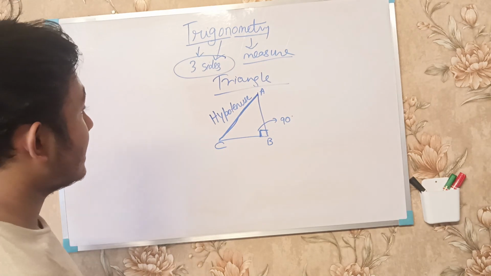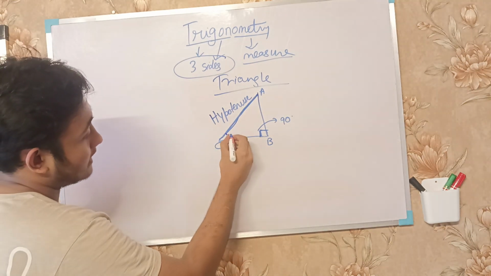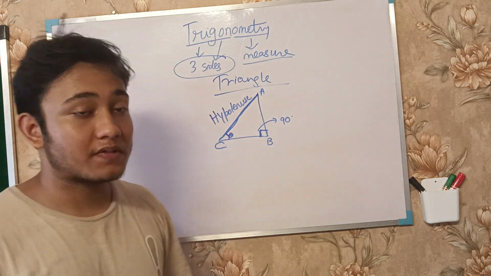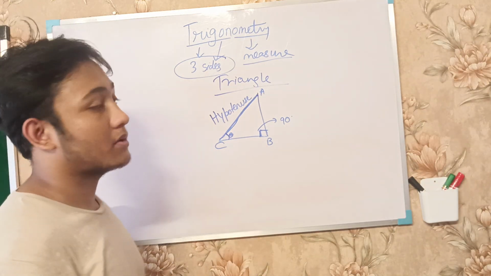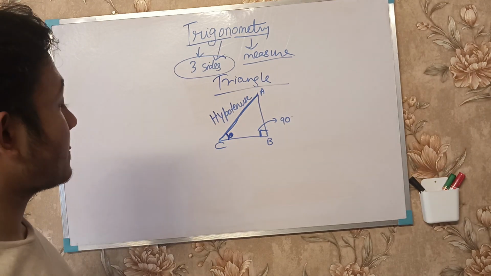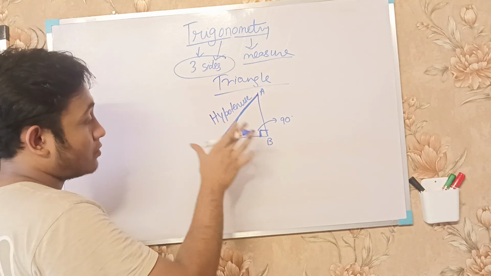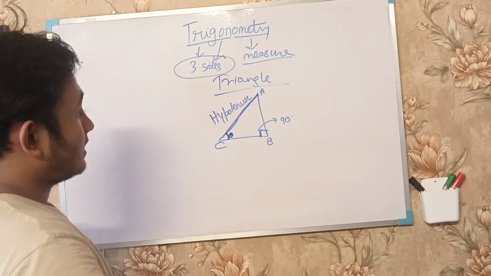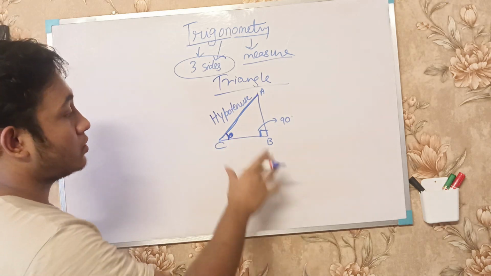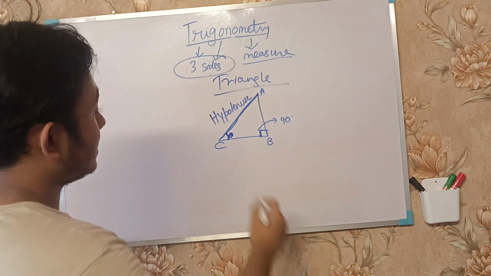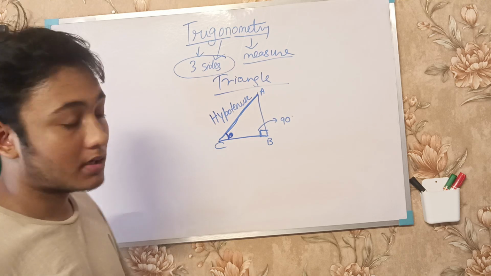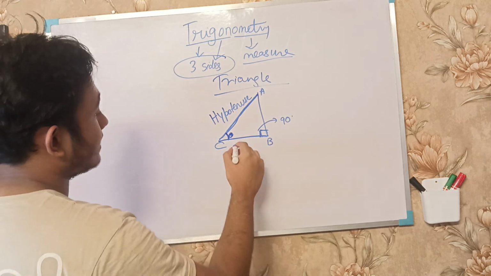Now, if we take this angle as theta, then we have to understand which is the base and which is the perpendicular with respect to the angle that we have taken, the theta angle. To find the base, you have to find the side which connects this angle theta to the right angle. Here the side BC is connecting theta to the right angle. So this is the base.